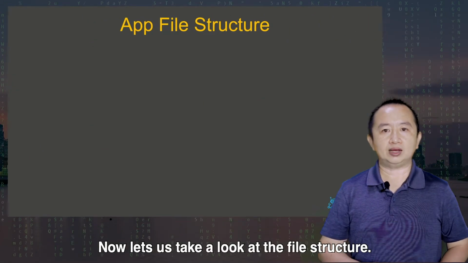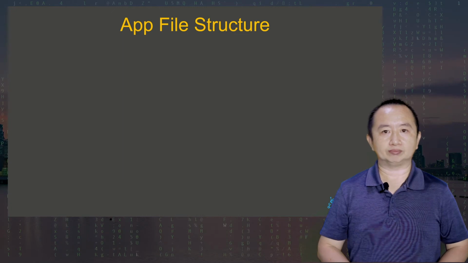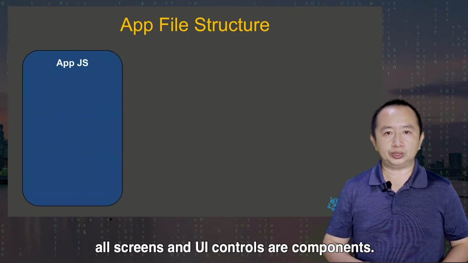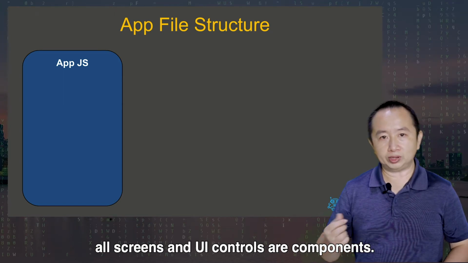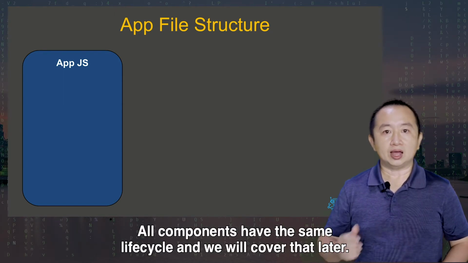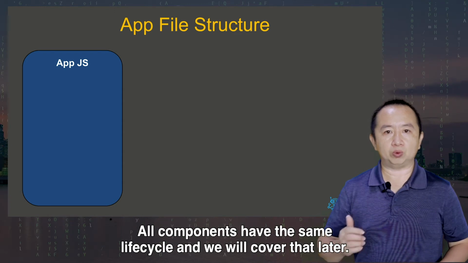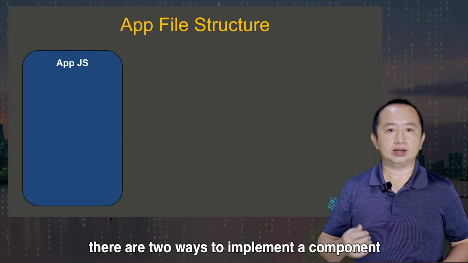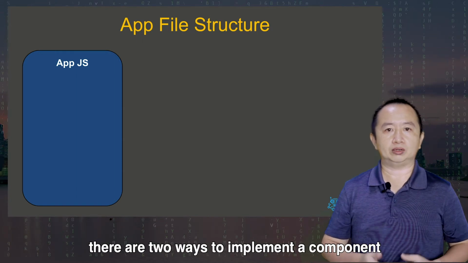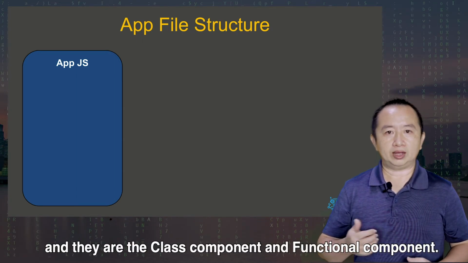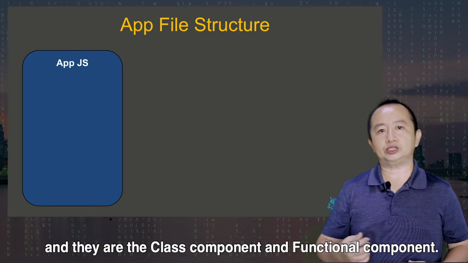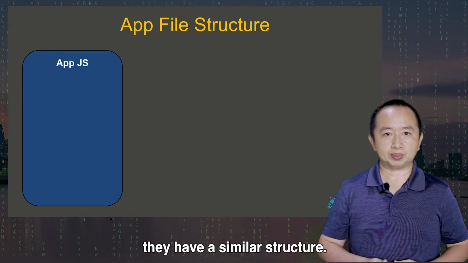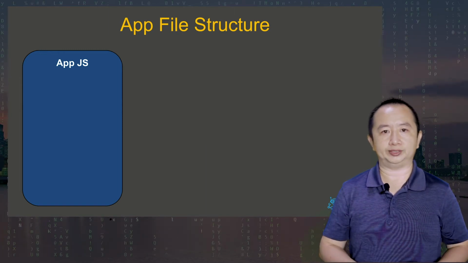Now, let us take a look at the file structure. Please take note that in React Native, all screen and UI control are components. All components have the same lifecycle. We will cover that later. It's also important to know that there are two ways to implement a component, and they are the class component and functional component. Regardless of the type of implementation, they have a similar structure.